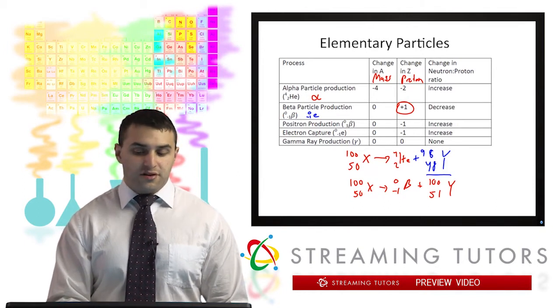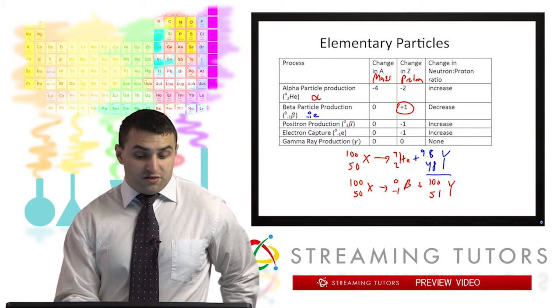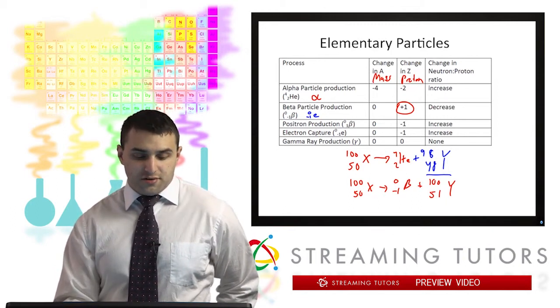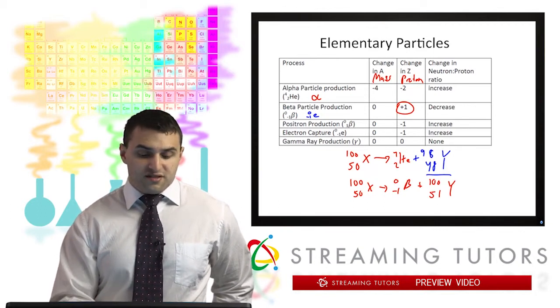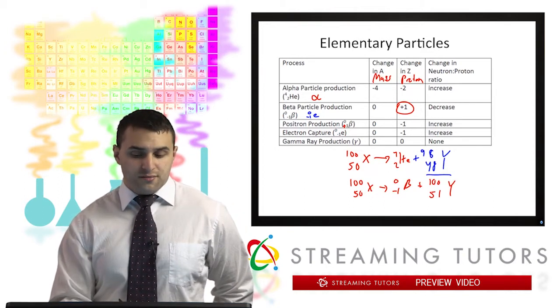And obviously that's going to make the ratio of neutrons to protons decrease, because now there's more protons. The other less common but still sometimes used elementary particles are positron production. A positron production is essentially the same thing as a beta particle, except now you see it has a +1 for its atomic number. So it's going to do the opposite for Z.